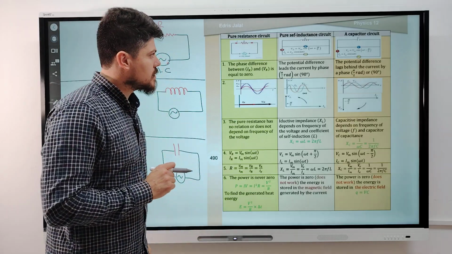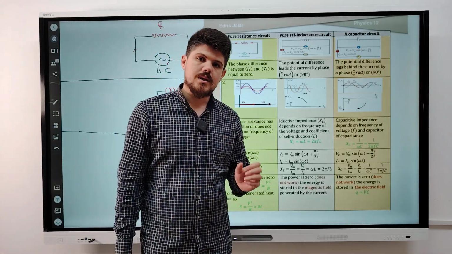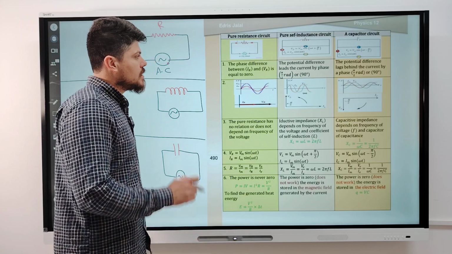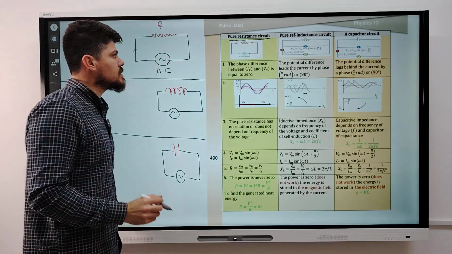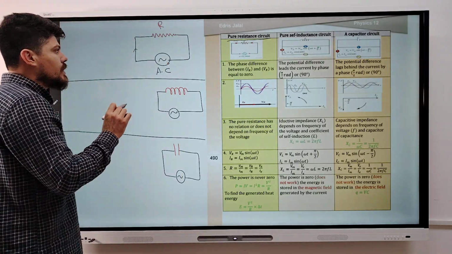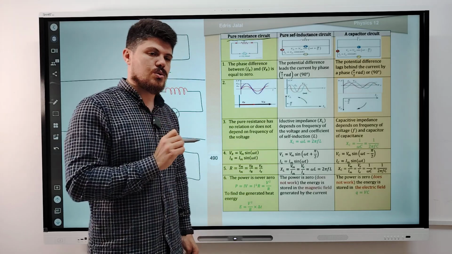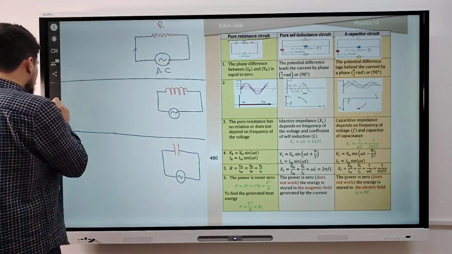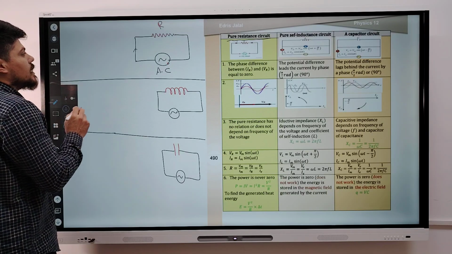Okay, in this lesson, I'm going to explain pure resistance, pure inductance, and a capacitor in an AC circuit. The first one is pure resistance. For example, when the resistance is connected with an AC source, as you can see in this figure, in the case when the switch is closed, what will happen?